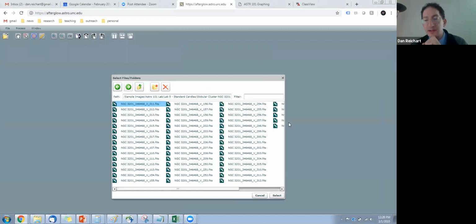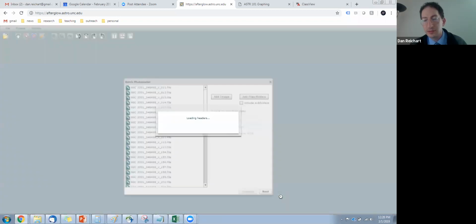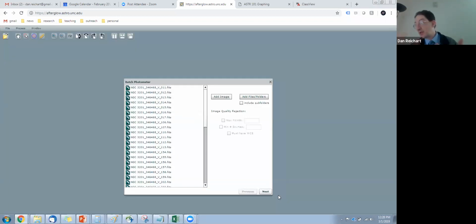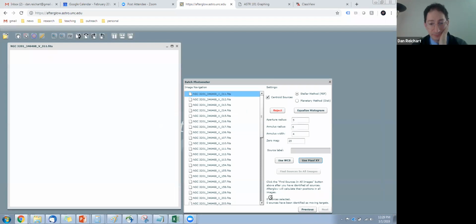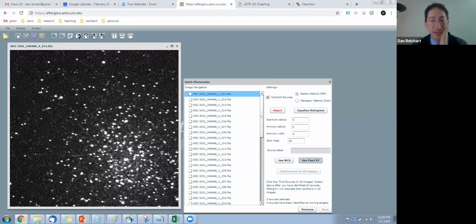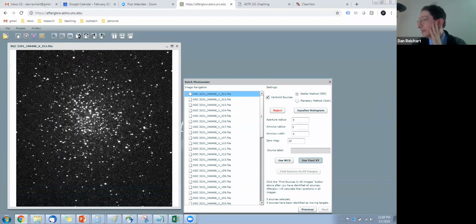And here's all the data, just select it all. Sometimes it may take a few seconds to load the headers. Those loaded lightning fast for whatever reason. So they're all here, and we hit next. Okay, it's brought up the first image. I'll fit it. And this is where we're going to use our finder chart.